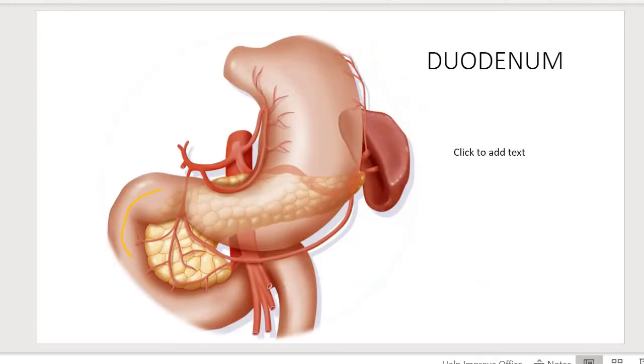Now, duodenum is the small part. You will look here also. This part, duodenum, is a small part, which is uncoiled part. This region is uncoiled region, and this is comparatively small region where the digestion takes place.